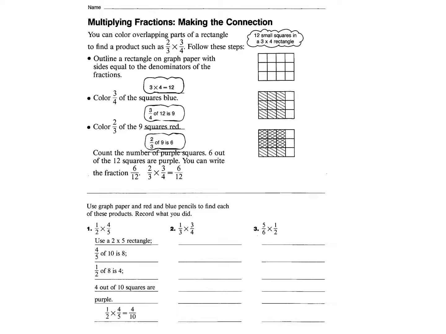Count the number of purple squares. 2/3 of 9 is 6. 6 out of the 12 squares are purple. You can write the fraction 6/12. 2/3 times 3/4 equals 6/12.